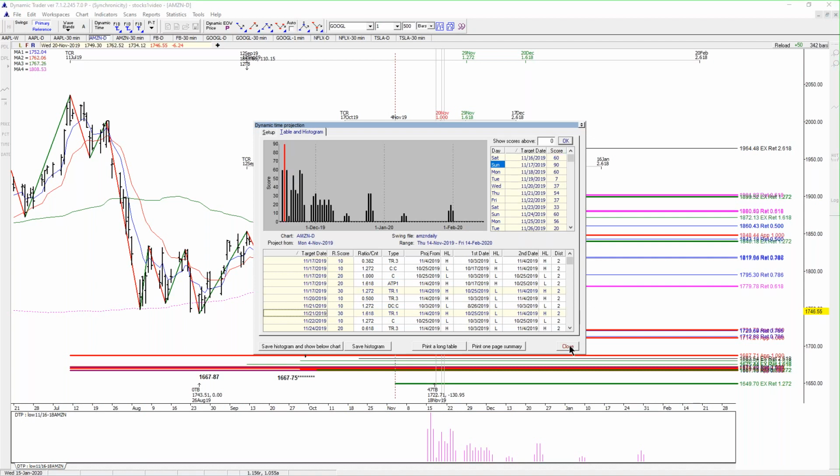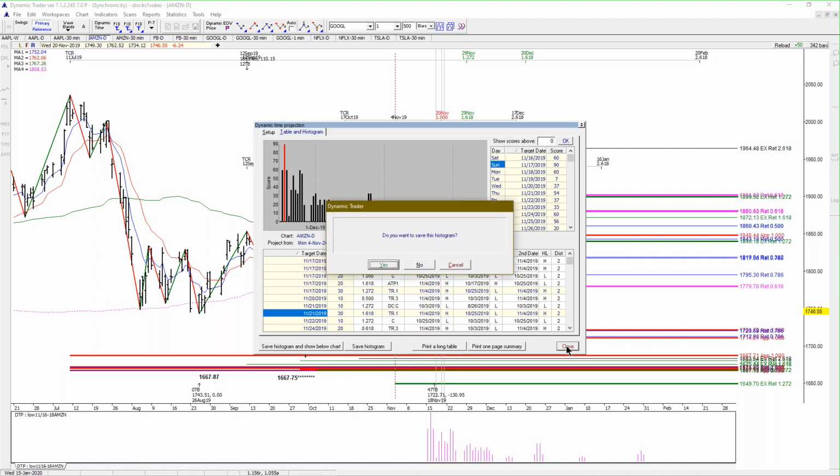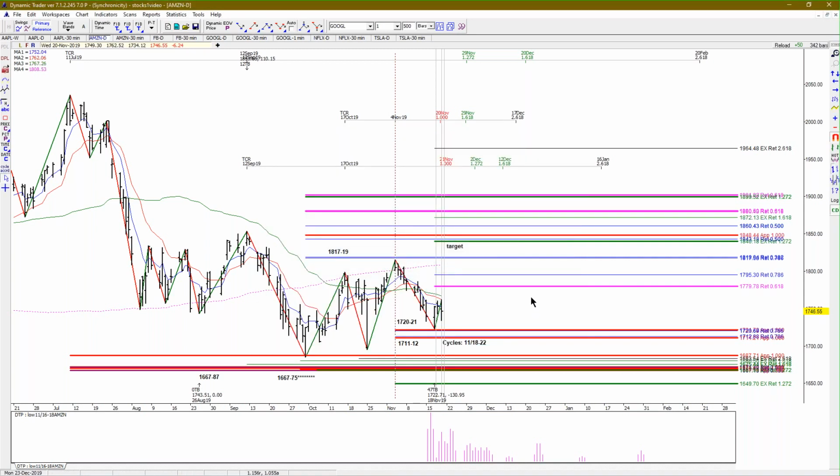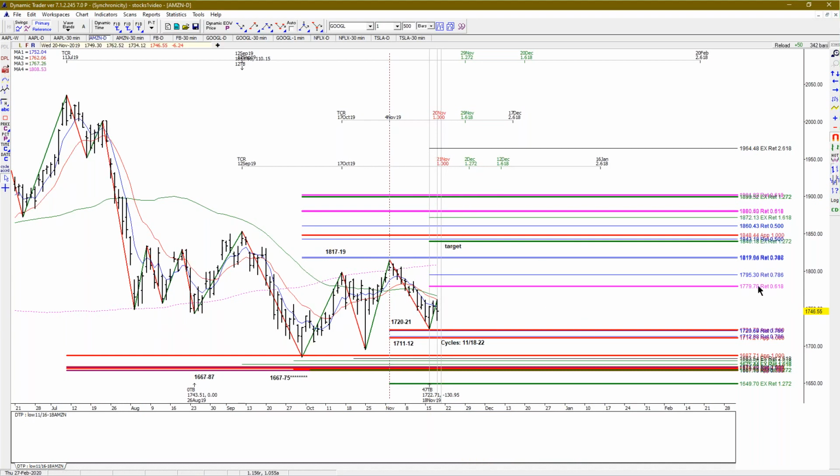So not only did you have the cycles with the histogram, now the histogram is calculated using calendar days. The outright cycles that I use, those are trading days. Now I do believe that the trading day cycles tend to be more accurate, but every once in a while I'll still run a histogram on it also, just to confirm.